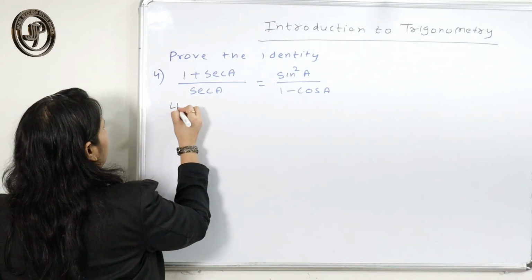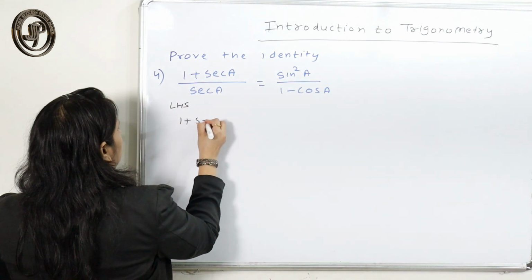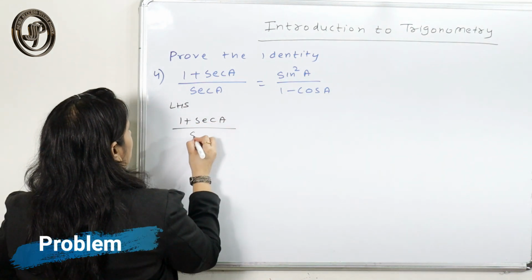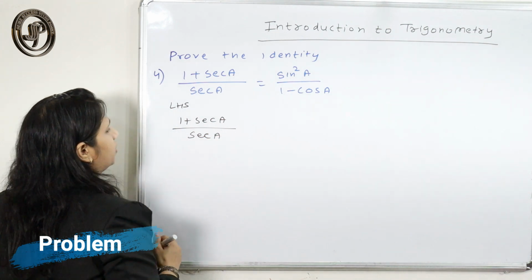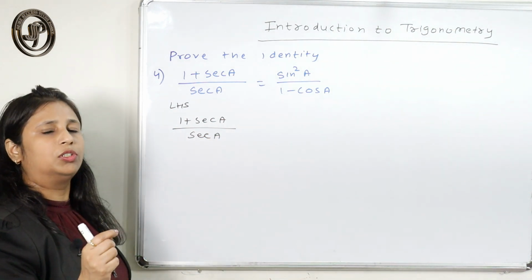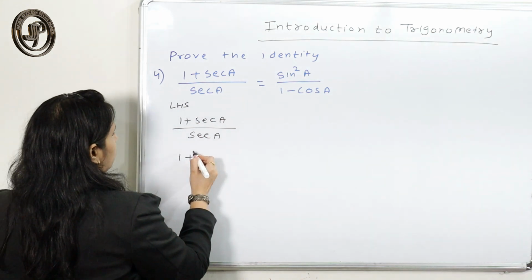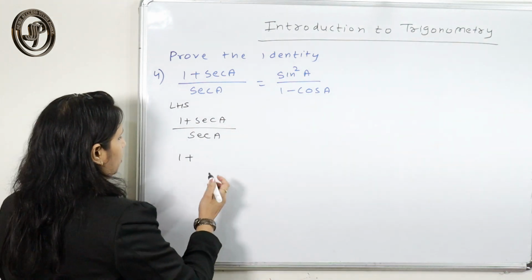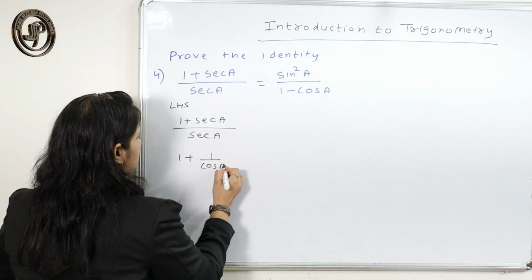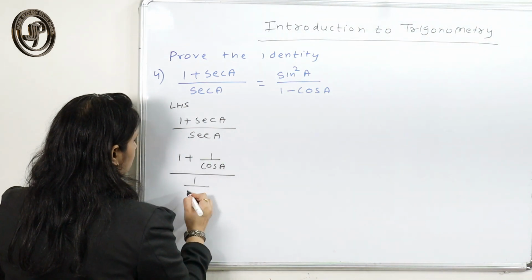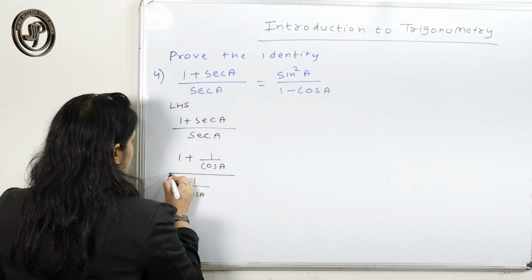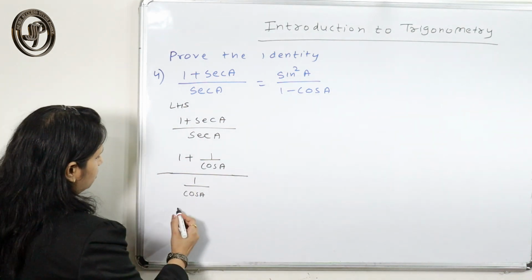So here my LHS is, first I have to take the LHS. Now the first step is to convert all the things into sin cos form. So I have to convert this sec into sin cos form. So I can write sec as 1 by cos A, right? Now I will just simplify this.